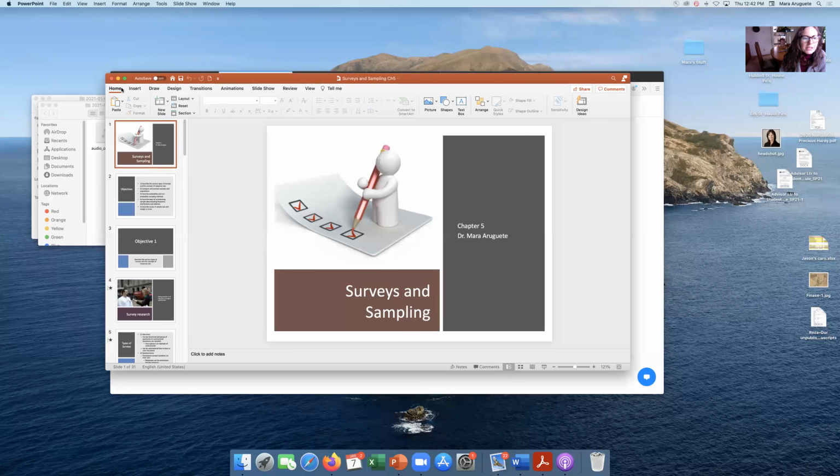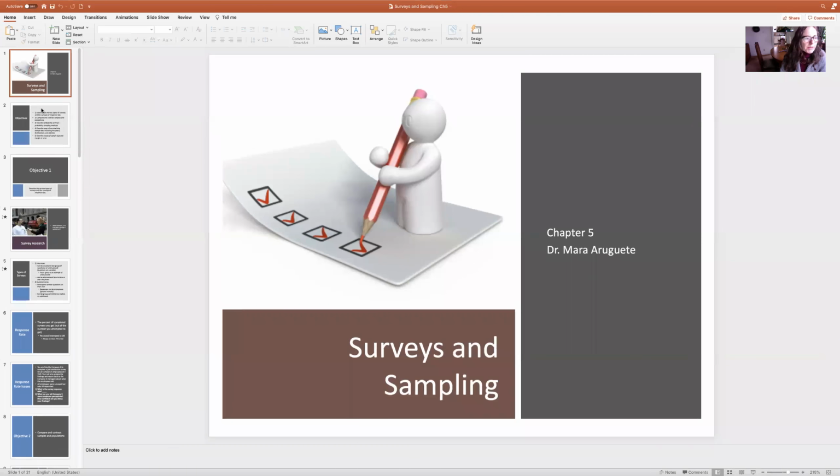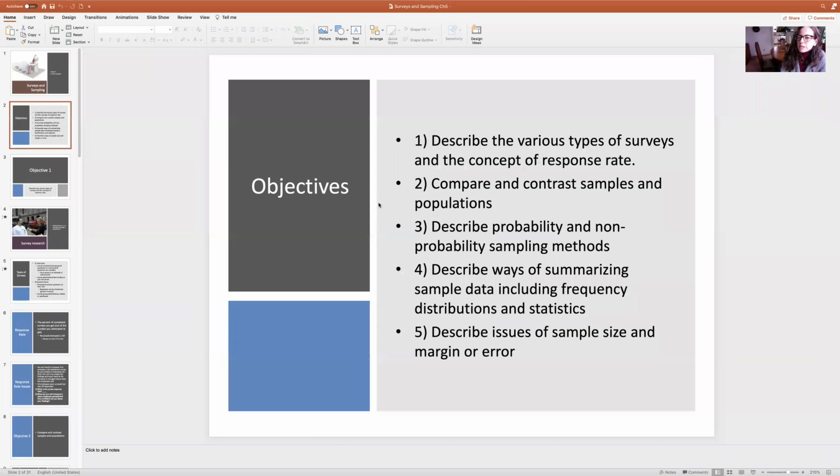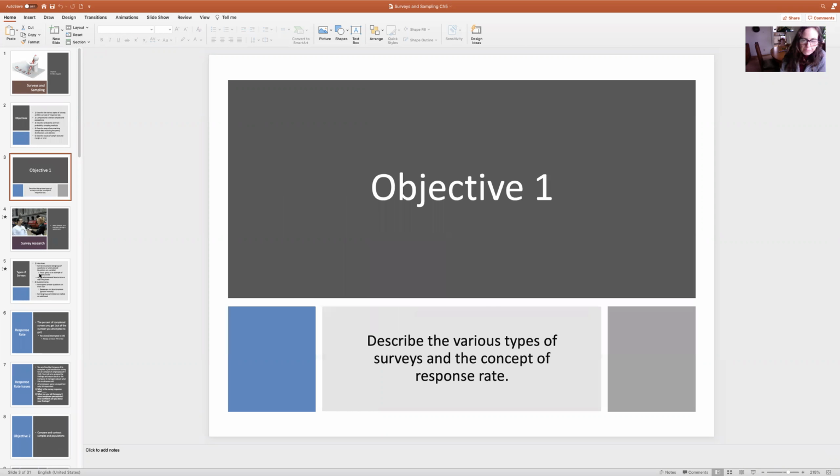Okay. Chapter 5 is about surveys and sampling. And so we'll start talking about that using these objectives. We're going to describe the various types of surveys and the concept of response rate. We'll compare and contrast samples and populations, and then we'll describe probability and non-probability sampling methods. The last two will be very likely in the next video. So for the first one, we'll describe various types of surveys and the concept of response rate.